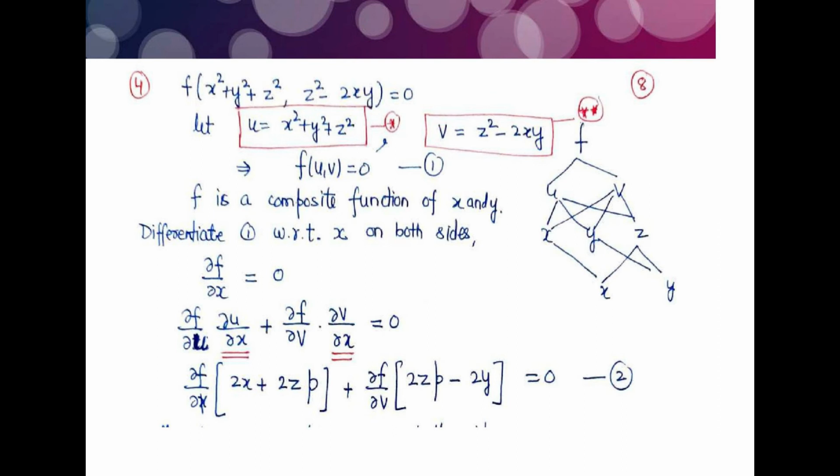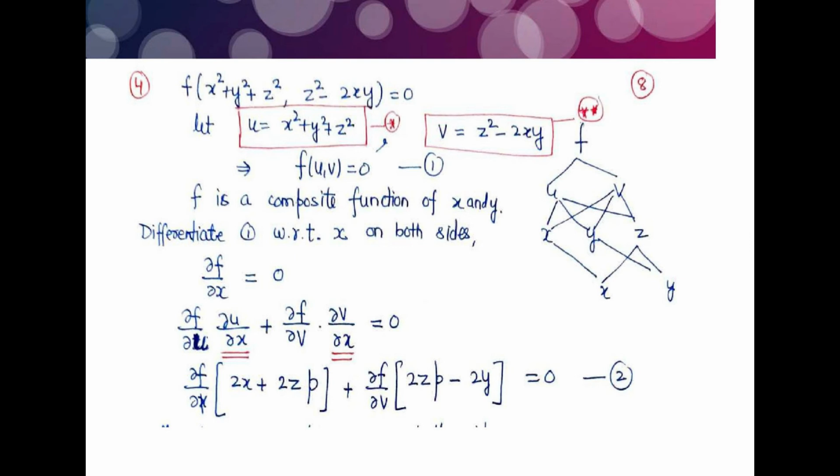Now we start with equation number 1. Differentiate it with respect to x on both sides. We have the left side as the partial derivative of f with respect to x, this is equal to 0. Now to calculate the left hand side, we have to use the chain rule, that f is a function of u and v, and u and v are further functions of x and y. So we have the derivative of f with respect to u, partial derivative of u with respect to x, plus the partial derivative of f with respect to v, and the partial derivative of v with respect to x.